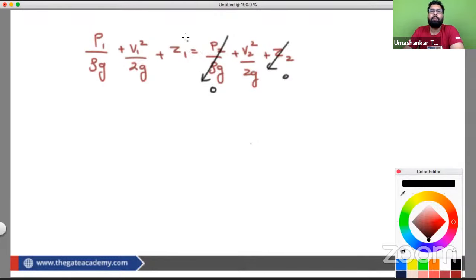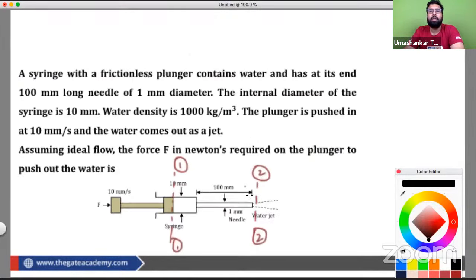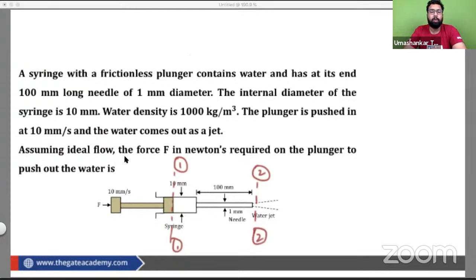The datum is the same. So how can you cancel this out? Because this is atmospheric pressure. When it is outside, it is atmospheric. So in fluid mechanics, we are talking about the gauge pressure.